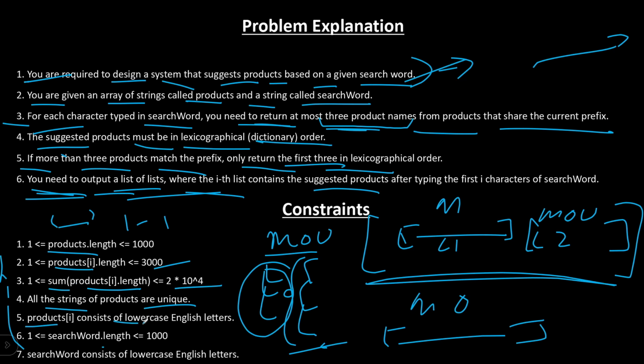Products[i] consists of lowercase English letters only, and since you're given a product list and a search word, the search word length could be from 1 to 1000, and the search word consists of lowercase English letters. So I hope you got the idea of how the problem is proceeding and the problem constraints. So let's move to the next slide now.